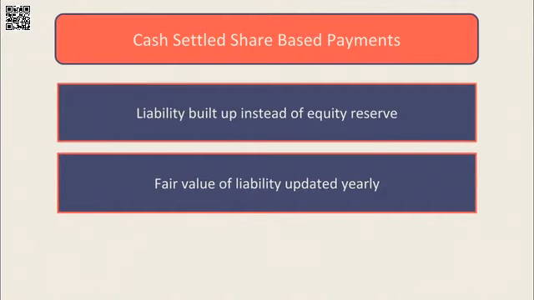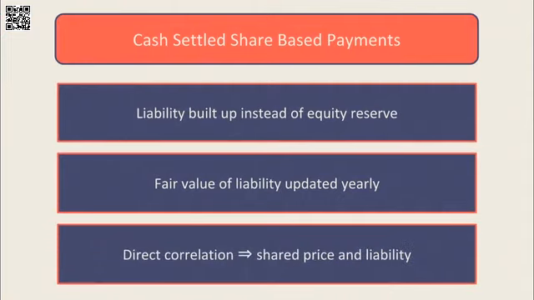If a member of staff was entitled to receive the cash equivalent of the share price, then if the company's share price increased from £10 to £20, the company would have to pay out twice as much cash. Unlike an equity-based scheme, this is not difficult to measure. There is a direct correlation between the movement in share price and the liability. Therefore, the liability is updated on an annual basis. Let's now see how a cash-based scheme is accounted for.